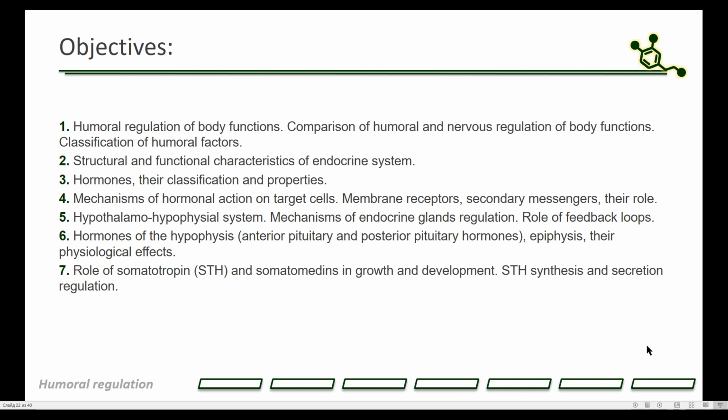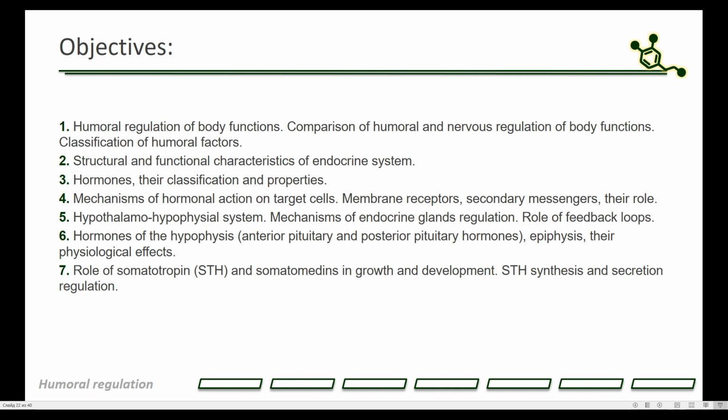Now the second part of our lecture will be about humoral control, and here you have the new set of objectives and questions which we are going to discuss. As you can see, the new progress bar comes, which means we still have to discuss 7 more questions. Here it will be about humoral control of body functions.